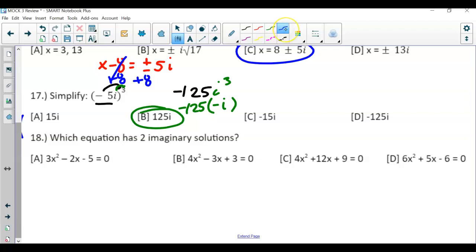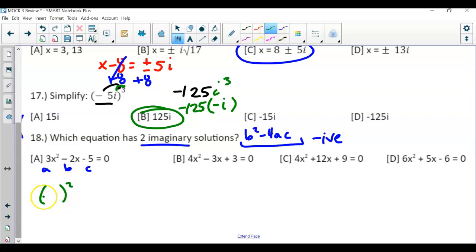Number 18. Which equation has two imaginary solutions? That means if you're looking for the number of solutions, you have b squared minus 4ac. All you need is the discriminant, and it has to be negative for two imaginary. So here's a, b, and c. So here we go. b squared, negative 2 squared, minus 4 times 3 times negative 5. So now I've got 4 plus 60. Well, that's going to give me a positive answer. So I know with 64, my answer is not A.